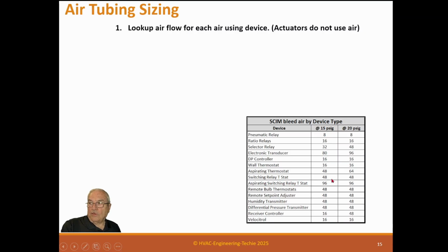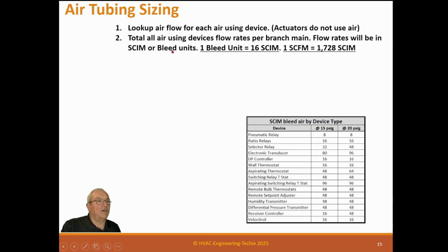Switching relay thermostat, aspirating switch relay thermostat, remote bulb thermostat, remote set point adjuster, humidity transmitter, differential pressure transmitter, receiver controller, Velocitrons. So all of these devices use air, and this is what you use to calculate air.